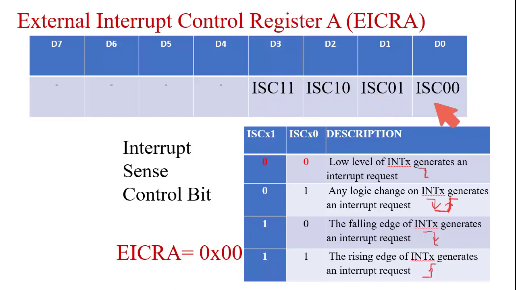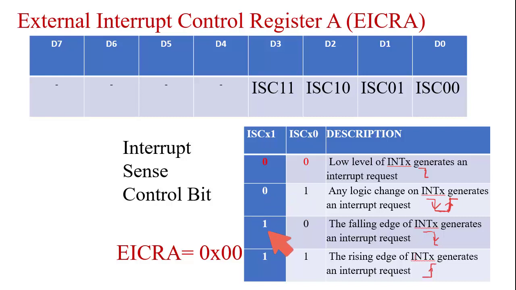ISC00, ISC01: this is interrupt sense control bit 0 for interrupt 0, and this is interrupt sense control bit 1 for interrupt 0. So what will be the value of these two? That depends on which type of interrupt signal we will use. For the case of low level, it's 00. For any logic change, rising or falling edge, we will set these two as 01.